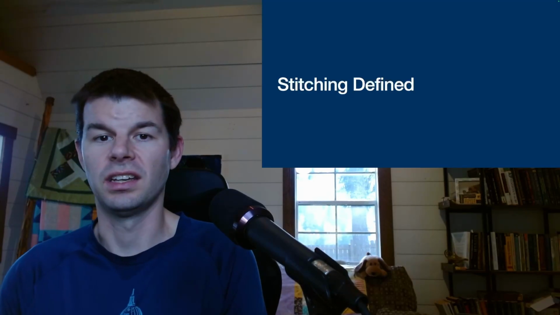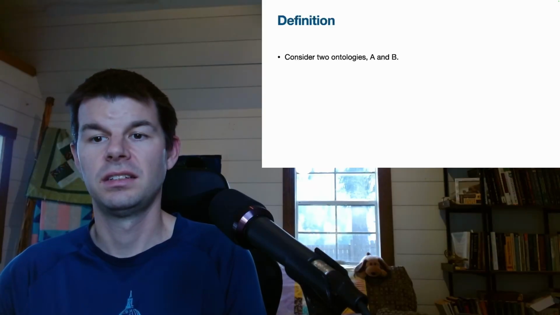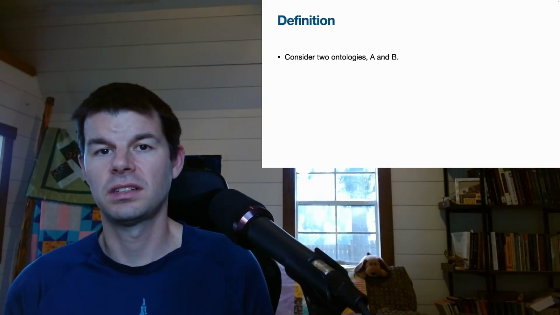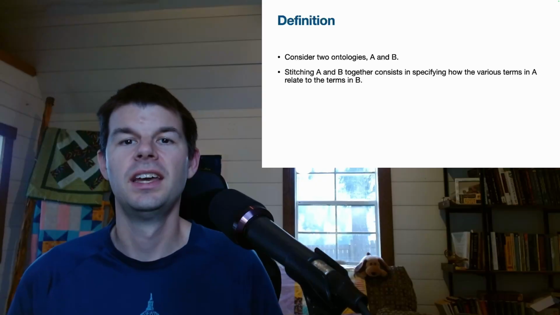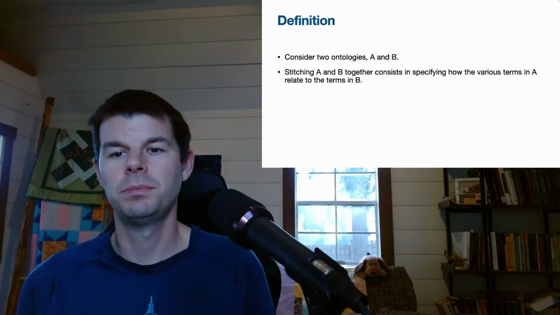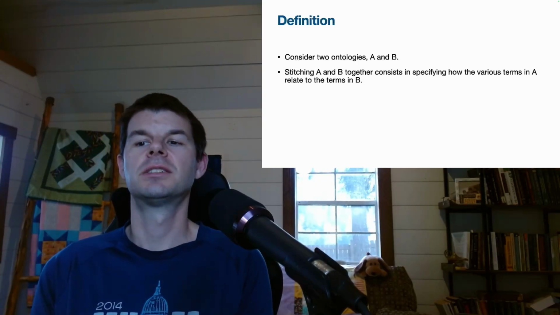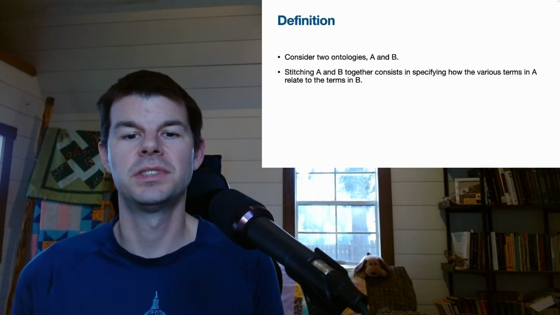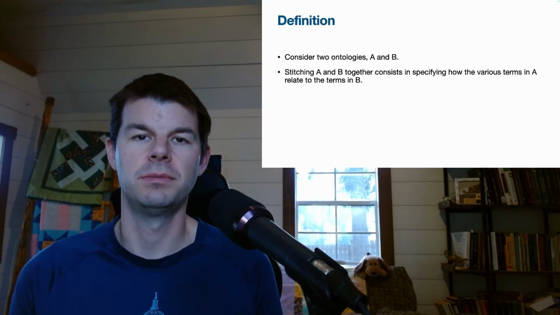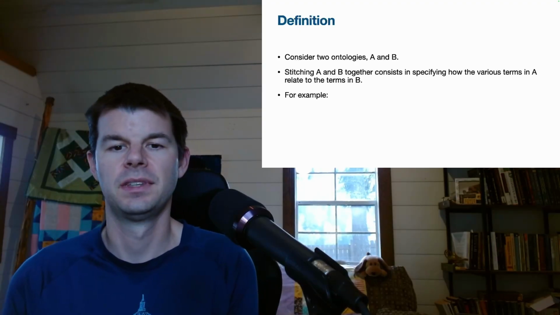What is stitching? Consider two ontologies, ontology A and ontology B. Then stitching A to B together consists in specifying how the various terms in A relate to the various terms in B and vice versa.